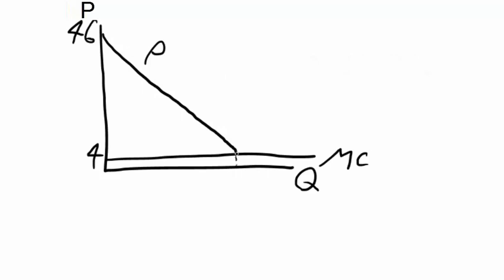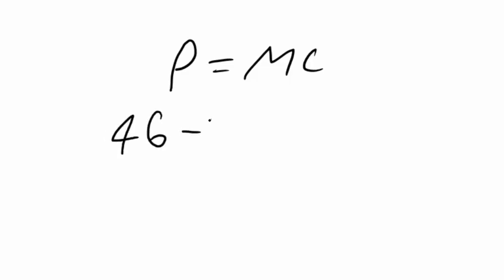Now all that's left to find is this point right here, which is our quantity. So looking at this, we see that the price function and the marginal cost function intersect. So at this point, this must be where our quantity is. So in order to find our quantity, we would set our price equal to our marginal cost because it's an intersection. So our price was 46 minus 2Q, and that's equal to our marginal cost of 4.